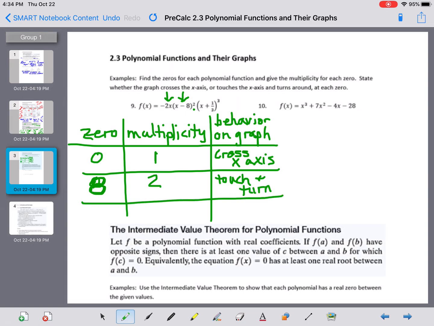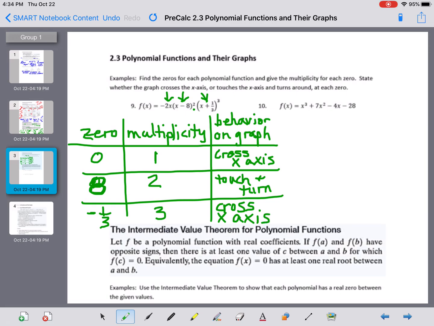Okay, and it looks like I have one more here. What would make that parenthesis equal 0? Well, negative 1/3. And how many times does it appear? The multiplicity is 3. And that means I'm going to cross on the x-axis.